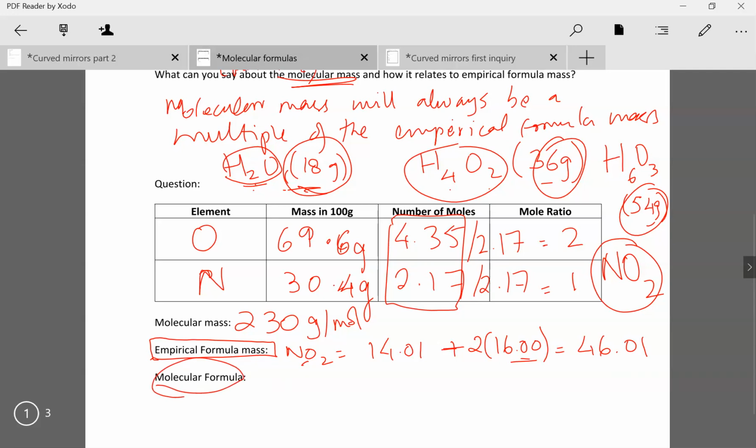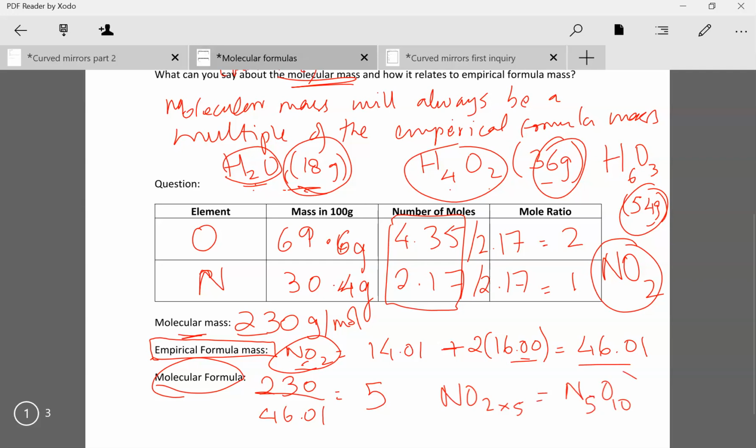Right? So now, how do I calculate my molecular formula from here? I know that my molecular mass is a multiple of my empirical formula mass. I have to figure out how many times. So 230 divided by 46.01 is approximately 4.99. We're going to round that to 5. So my molecular formula will be 5 times as heavy as NO2, right? So we're just going to take NO2 and multiply the subscripts by 5, and we're going to get N5O10, which is our molecular formula over here.